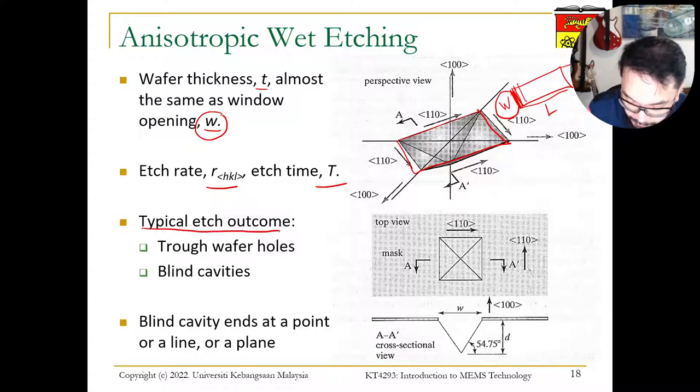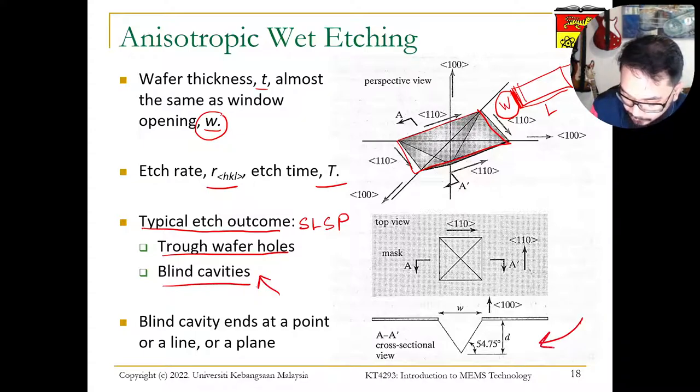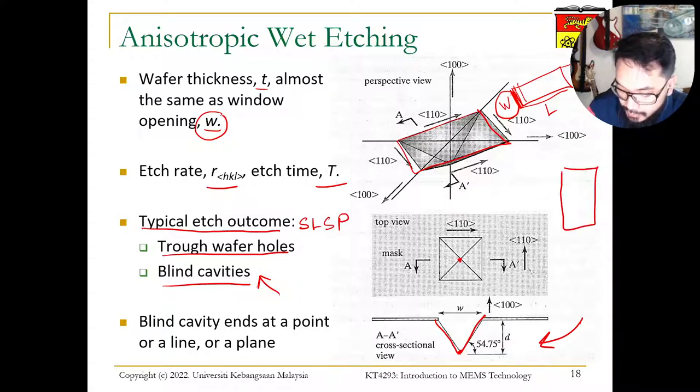For a typical SLSP, once you have reached it, you can only have two results. A self-limited stable profile can be either a through-wafer hole or a blind cavity. You know what a blind cavity is? A blind cavity is when the etch stops at a point. If you have a square opening, then the blind cavity is a point. If you have a rectangular opening window, it will still become an inverted pyramid kind of structure, but the blind cavity is a line. So it is a line here rather than a point.